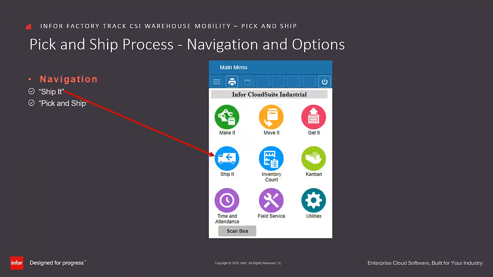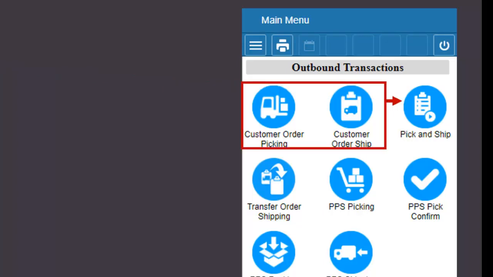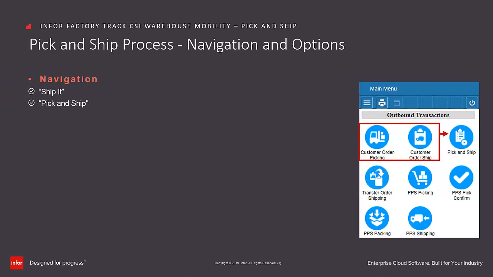To start the pick and ship process, from the Factory Track Warehouse Mobility main menu, click on the Ship It icon. This navigates to the Outbound Transactions menu, where you click on the Pick and Ship icon. This feature provides a consolidated process of the customer order picking and customer order ship features, which are also available individually from the Outbound Transactions menu.